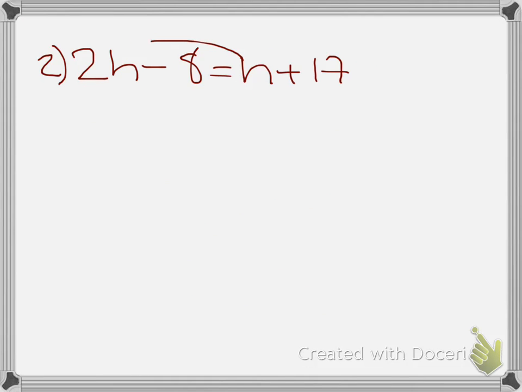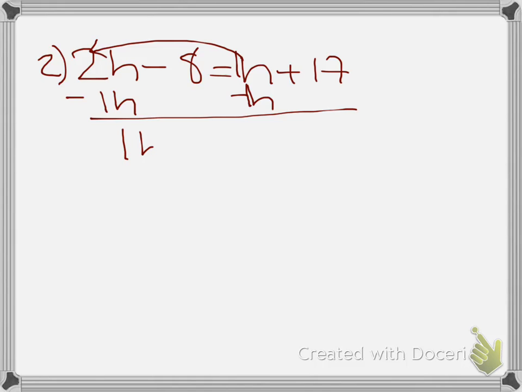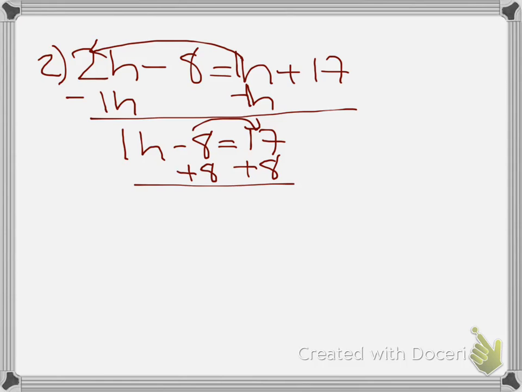Okay, number 2, I need to move the h over to the other side, minus h. If there's no number in front, we think there's a 1, so actually minus 1. 2 minus 1 is 1h, and I've got this minus 8 equals 17. Then I can move the number to the right, plus 8, plus 8. I'll get 1h is equal to 25. Dividing by 1 is really not going to do anything, so I'm done. h is equal to 25.